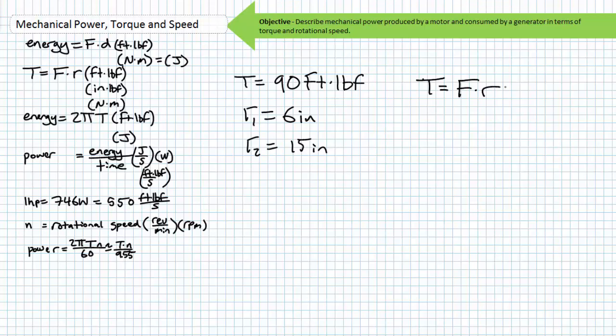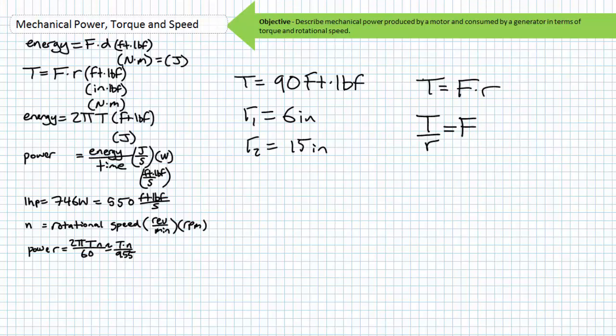If T equals F times R, the answer is, quite obviously, the longer wrench will require less force to deliver the same amount of torque because it's a longer lever. If we wanted to compare some hard numbers, we'd have to perform some algebraic manipulation.